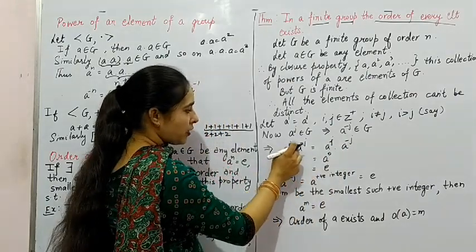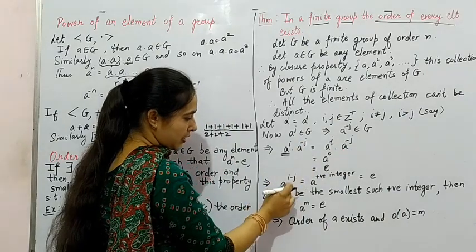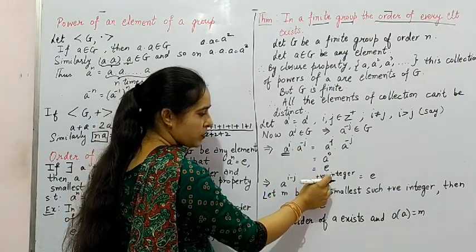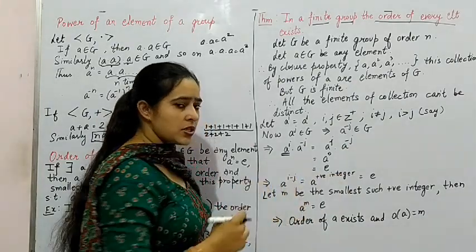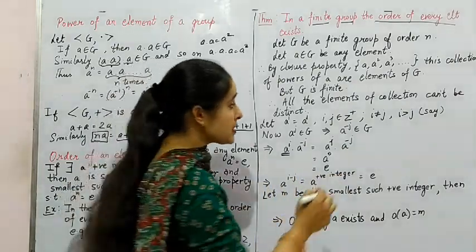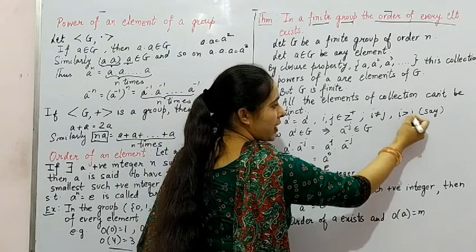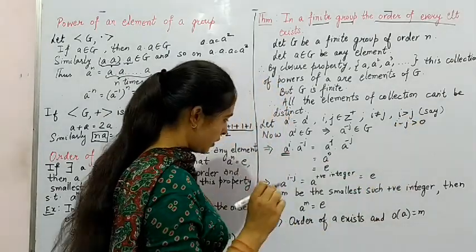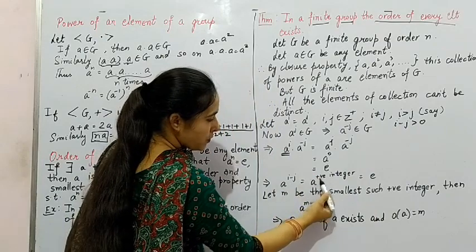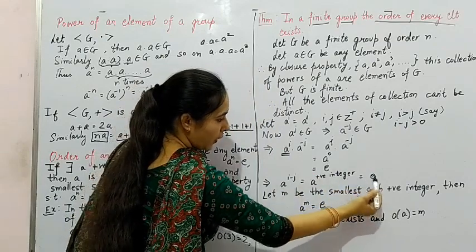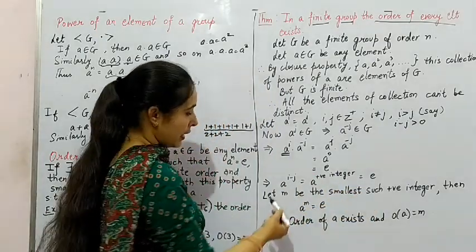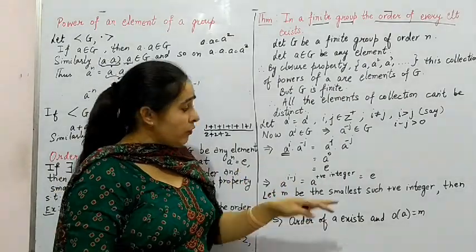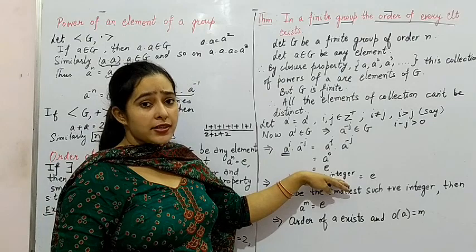So a raised to the power i into a to the minus j, that is a to the i minus j, is equal to a raised to the power of a positive integer. Why is i minus j positive? Because i is greater than j. If i is greater than j, i minus j will be greater than 0. This is a positive integer. So a raised to the power of a positive integer is equal to identity. We have got this. And there can be more than one positive integer which satisfies this condition.